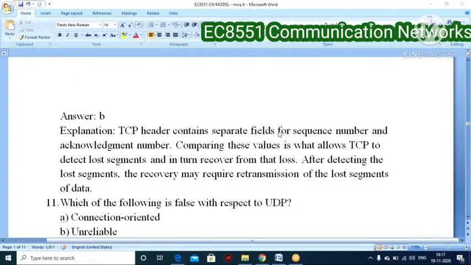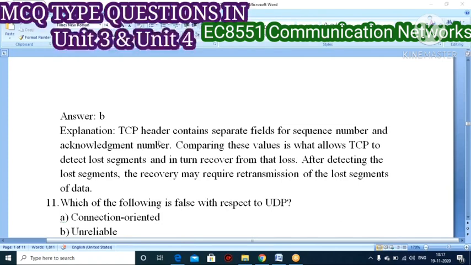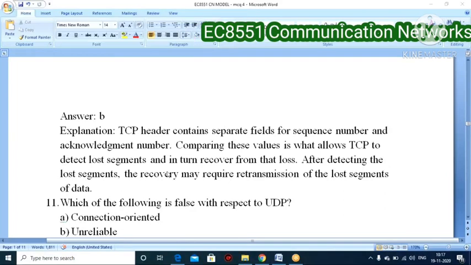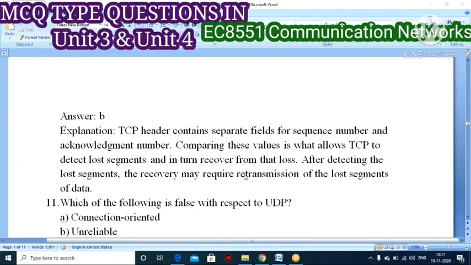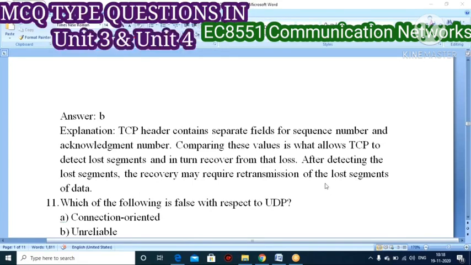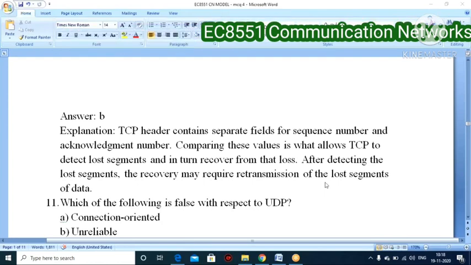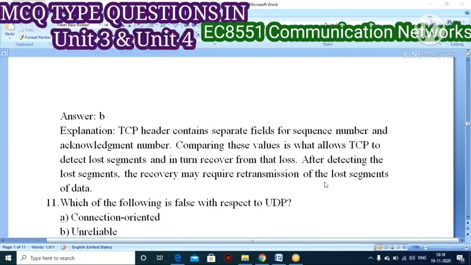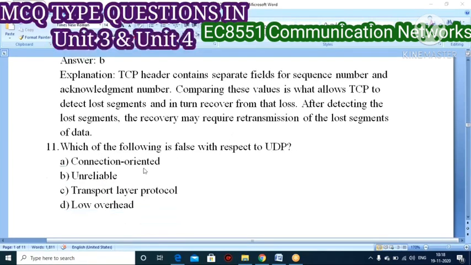So the TCP header contains separate fields for sequence number and acknowledgement number. Comparing these values is what allows TCP to detect the lost segment and in turn recover from the loss. After detecting the lost segment, the recovery may require retransmission of the lost segment of data. Once we find the acknowledgement case, it will resend the same previous data, right? So okay, very good. So option B.